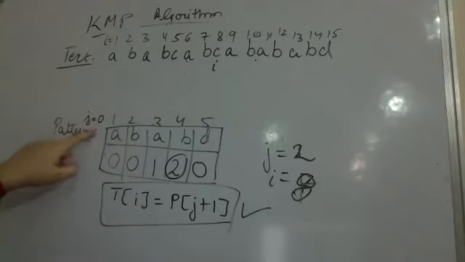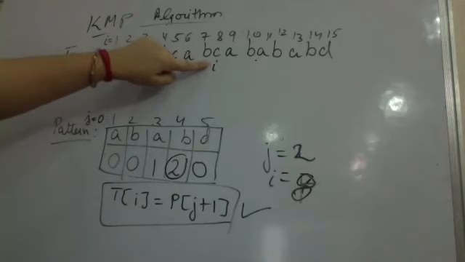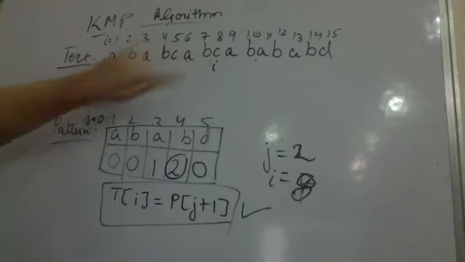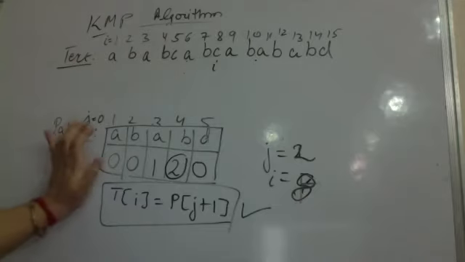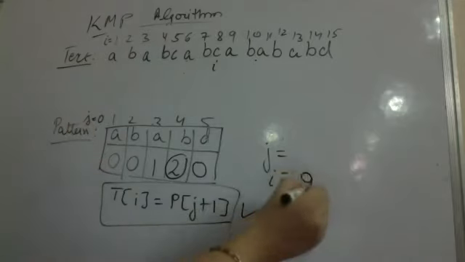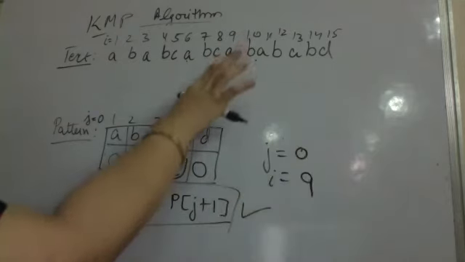Again check whether text of I is equal to pattern of j plus 1. No, c is not equal to a. Now j cannot be reduced further. In that case, increment I. So I becomes 9 and j is at 0.